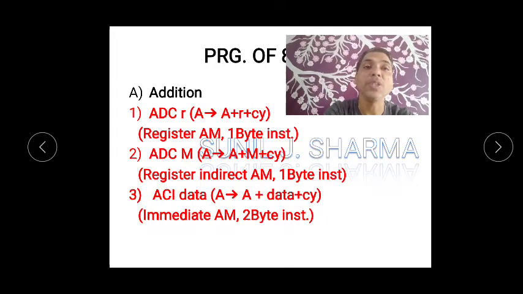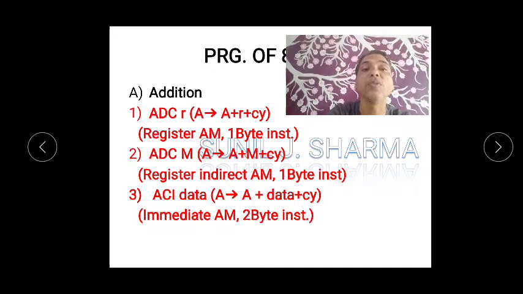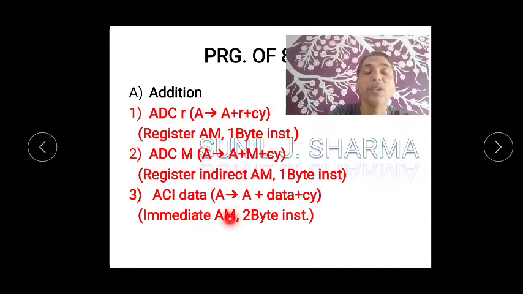So I think it is almost the same, only one thing is extra, that is the carry flag. Okay, so A is equal to A plus M plus carry. This belongs to register indirect because M is there. This is a 1 byte instruction. Can you see ACI data? So A is equal to A plus data plus carry. So I indicates immediate data. So that's why it is data here. Now this is immediate addressing mode. This is a 2 byte instruction.